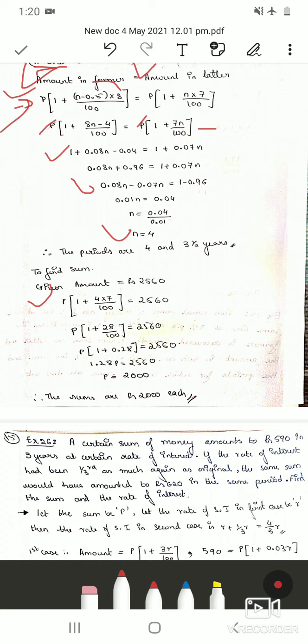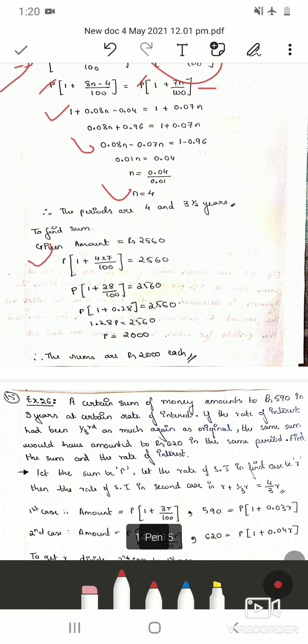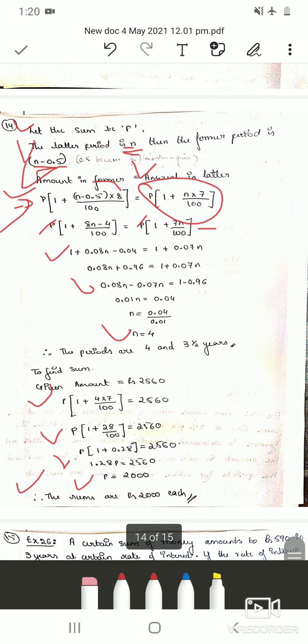So P into 1 plus N into R by 100, where N is 4, therefore the rate is 7. I am taking this formula where N is 4. So P into 1 plus 4 into 7 by 100 is equal to 2560. So which will be 1 plus 0.28, so it will be 1.28 P equal to 2560. Therefore P is 2000. Therefore the sums are rupees 2000 each. If you want, you can substitute P and you can check. In both the cases the amount will be 2560.